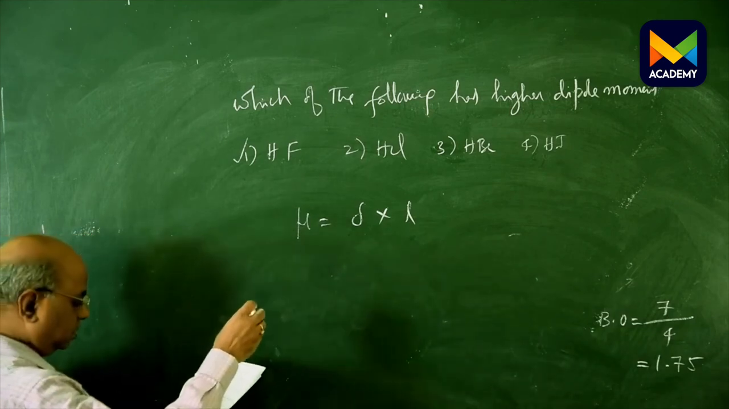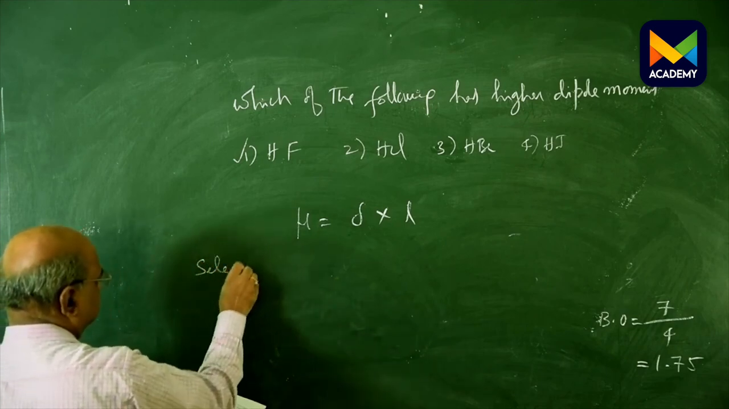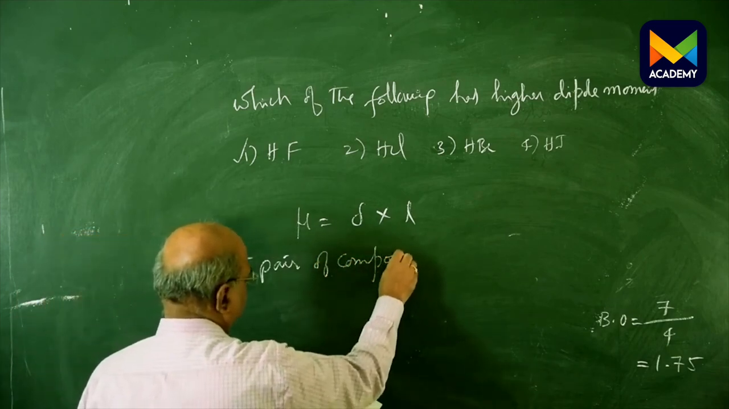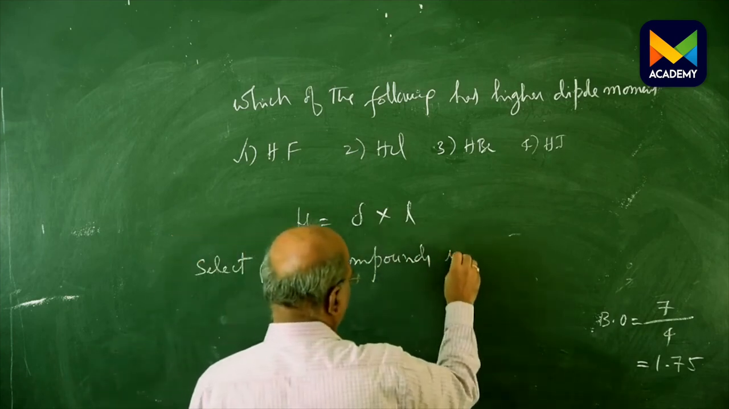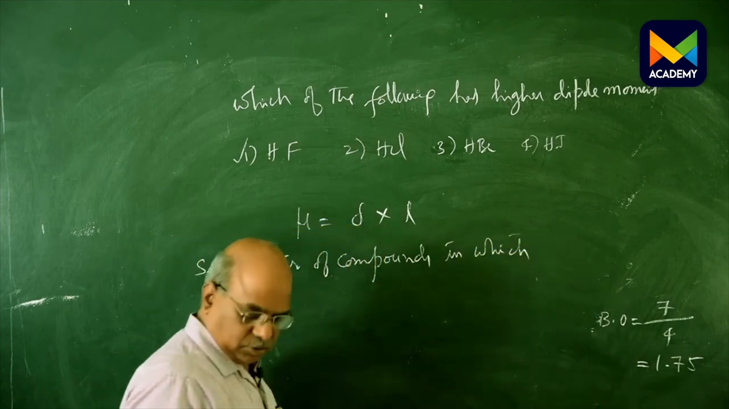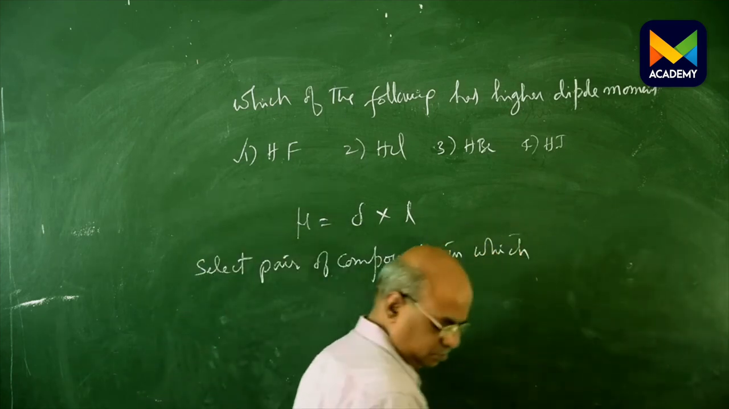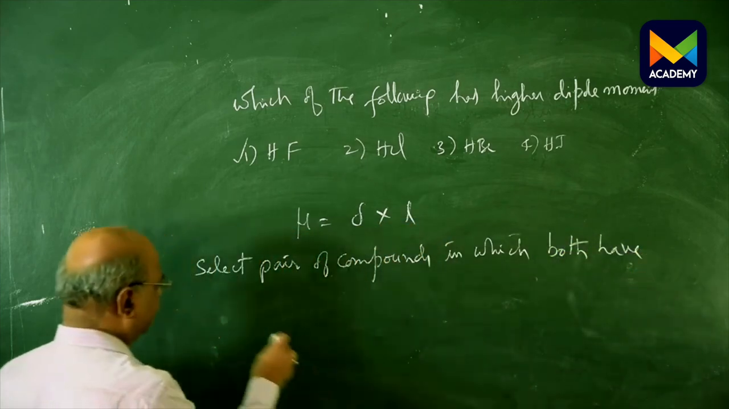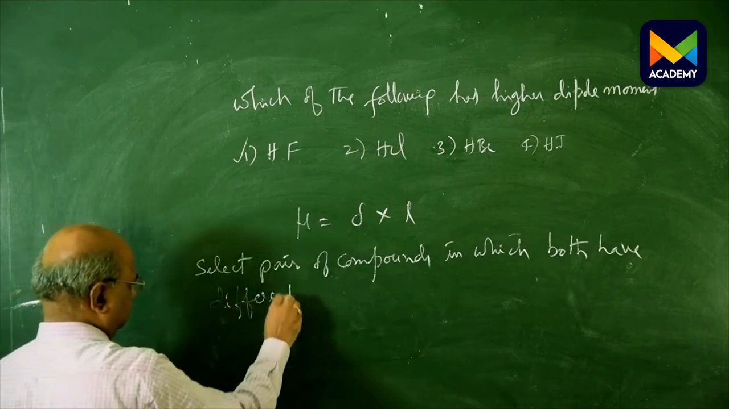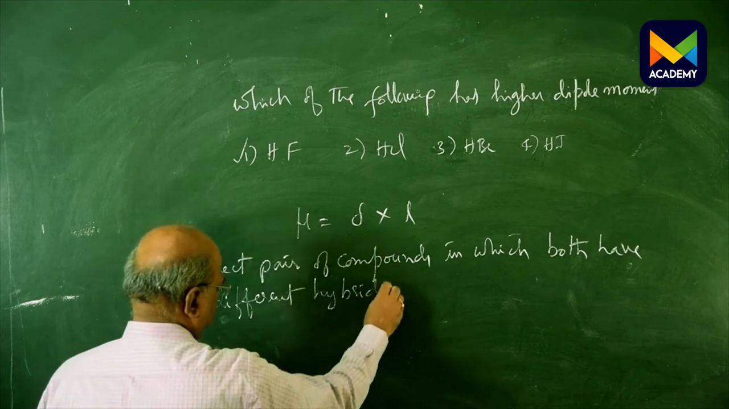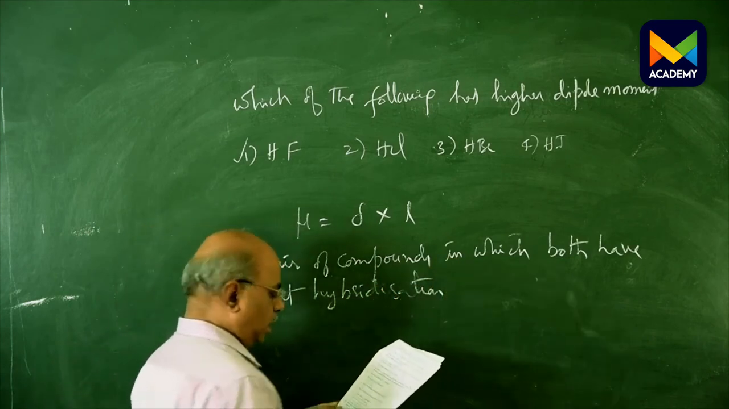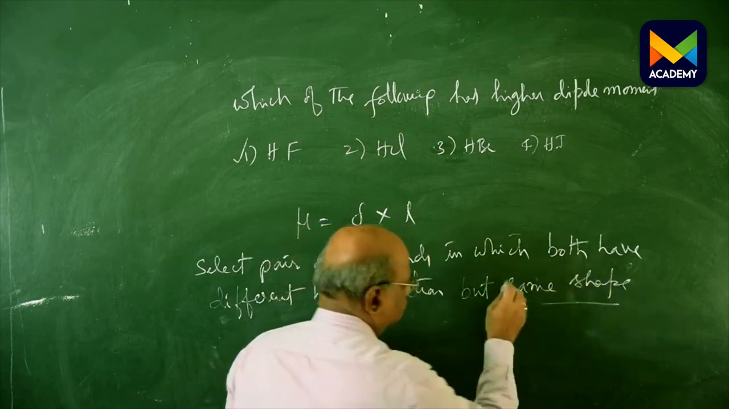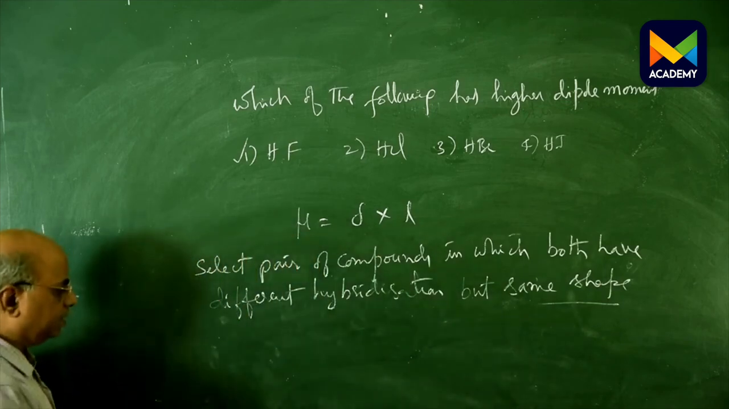Next question: select the pair of compounds in which both have different hybridization but the same shape. So the shape is the same but the hybridizations are different. You are asked to identify such pairs.